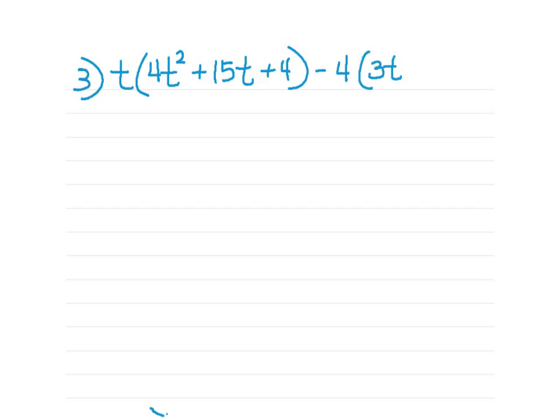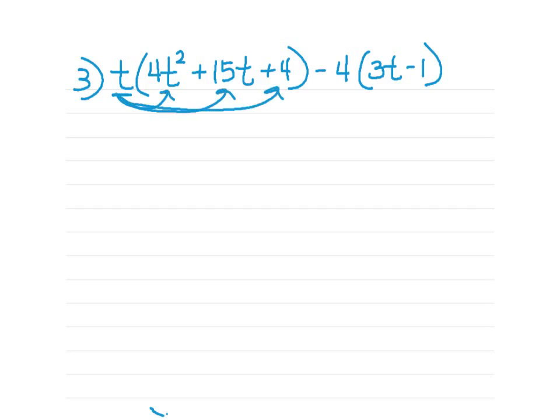We will also use distributive property to simplify an expression. Number 3. T, open parentheses, 4t squared plus 15t plus 4, close parentheses, minus 4, open parentheses, 3t minus 1, close parentheses. So here we're going to go ahead and use distributive property to simplify.